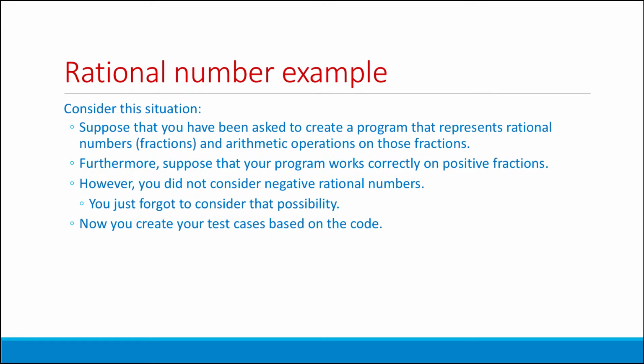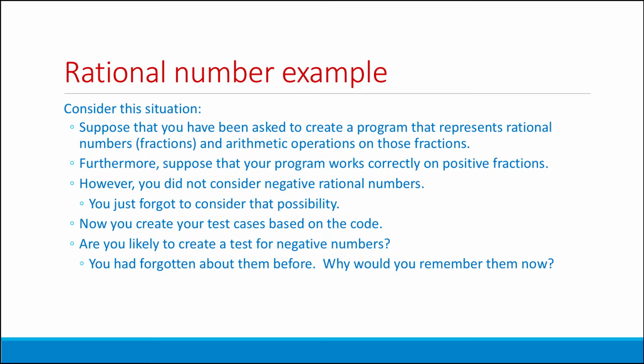Now, suppose you are creating your test cases based on that code. That's what we would call glass box testing. Are you likely to create a test case for negative numbers? You had forgotten them before. Why would you remember them now? This is what we mean by implementation bias. Your test cases have been biased by the way you thought about implementing this code.